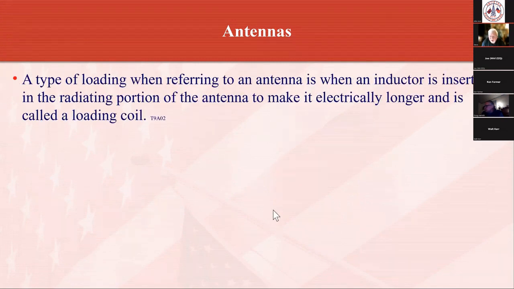Now, sometimes when you're trying to make an antenna, you can't get it long enough to be like a quarter wavelength, like at some of the lower frequencies. So there are tricks that you can use to make the antenna longer electrically than it is physically, and that's called loading. A type of loading is where an inductor is inserted in the radiating part of the antenna to make it electrically longer. That's called a loading coil.